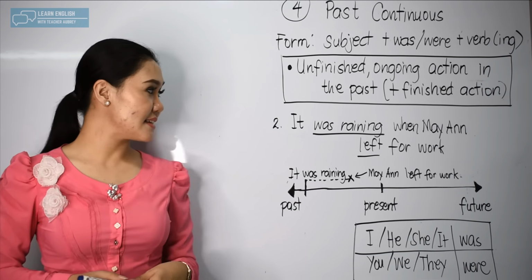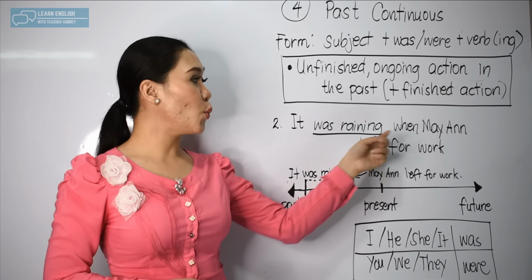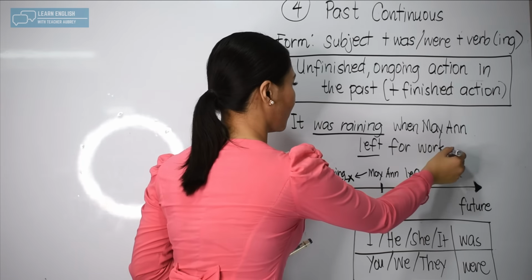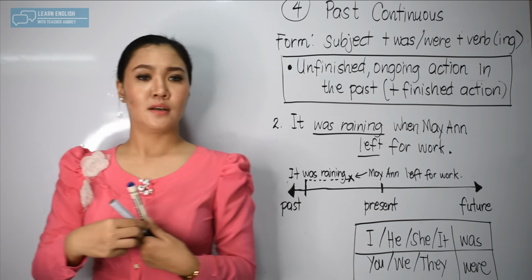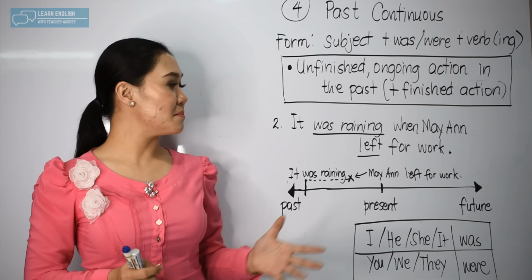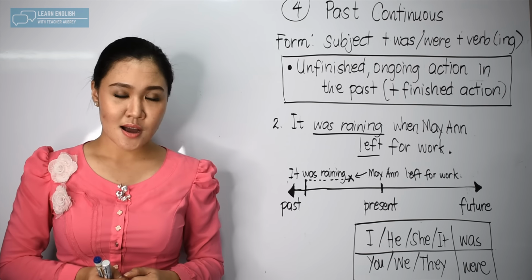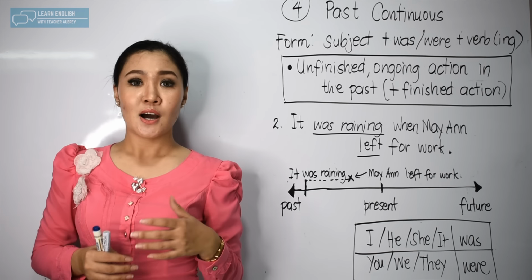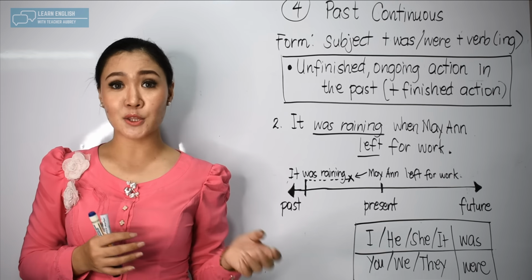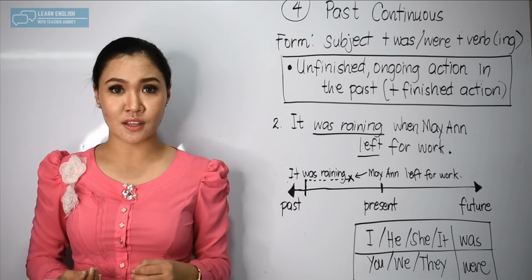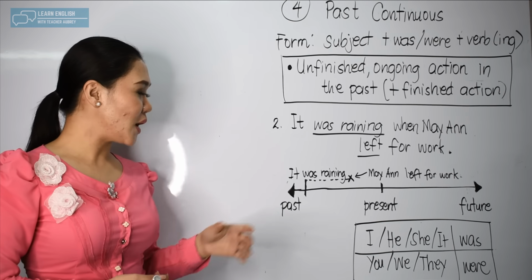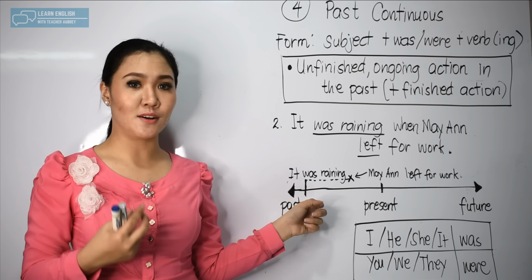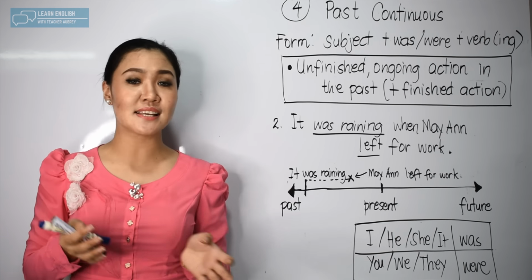Let us have the second example. It was raining when Mayan left for work. Left for work. Okay? It was raining when Mayan left for work. So, may dalawa tayong kilos dyan. Yung isa, unfinished or ongoing action in the past at yung isa naman ay finished action in the past. Tingnan natin itong ating timeline. In the past, nagsimula yung kilos na it was raining. Ongoing siya, kasalukuyang umuulan sa nakaraan.